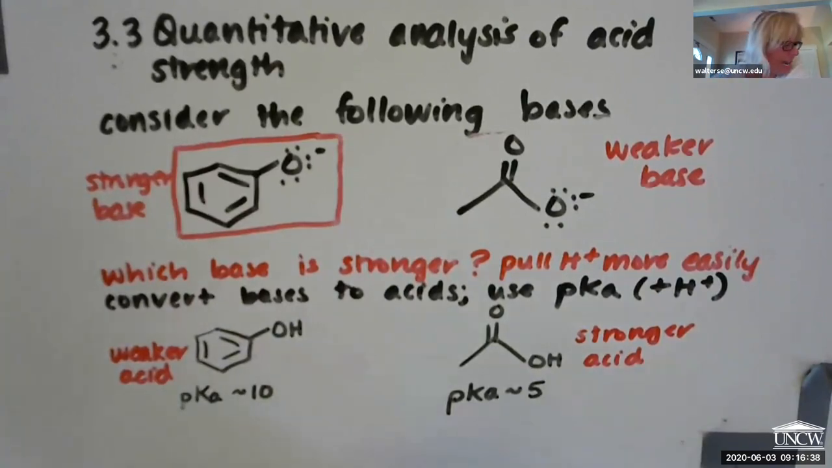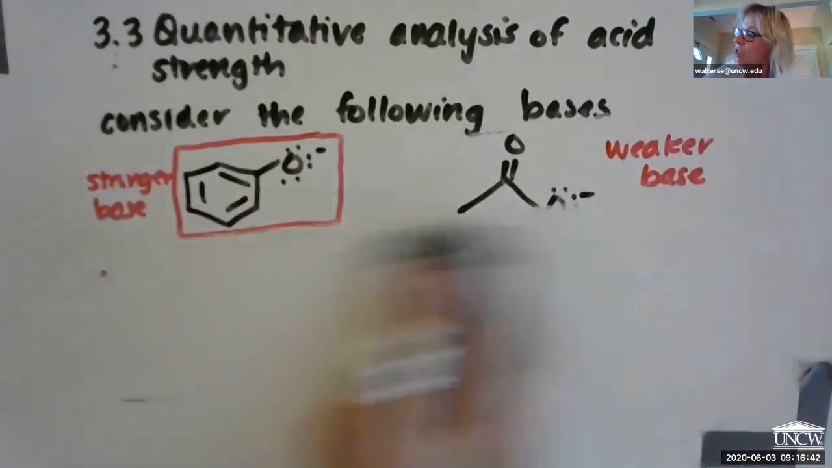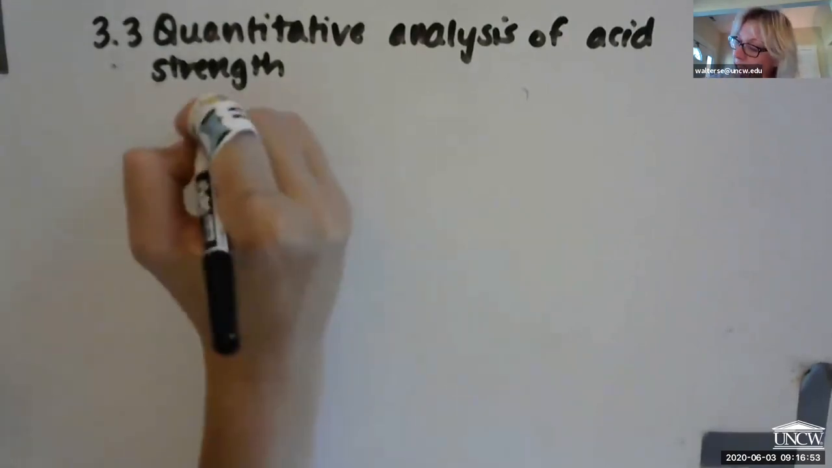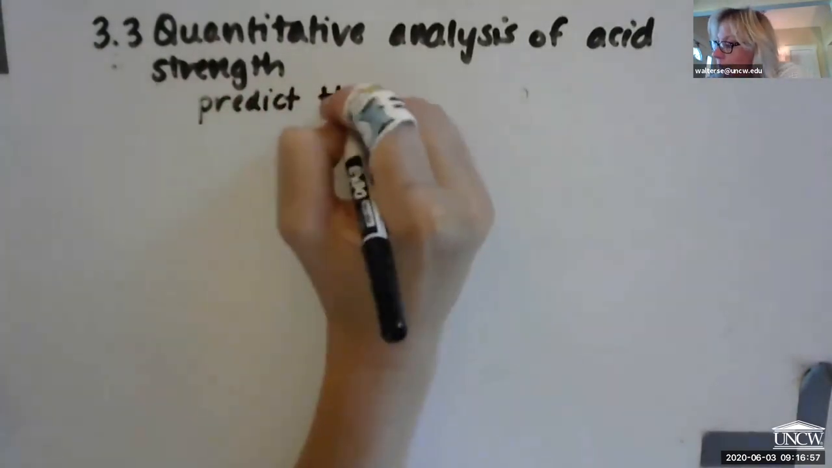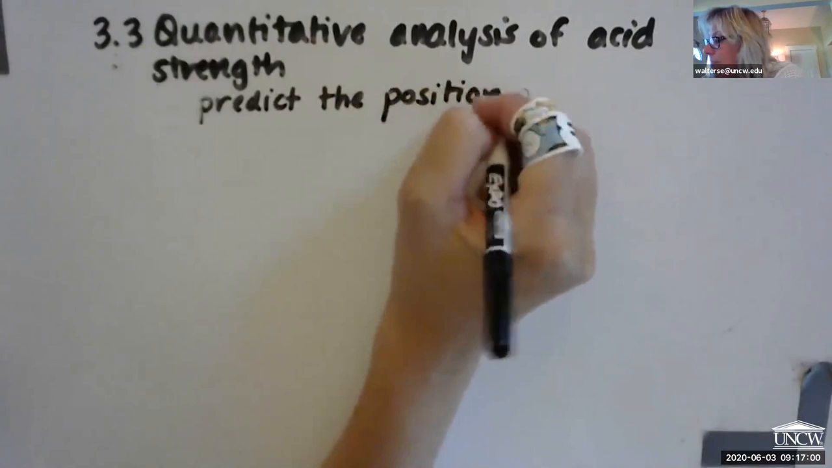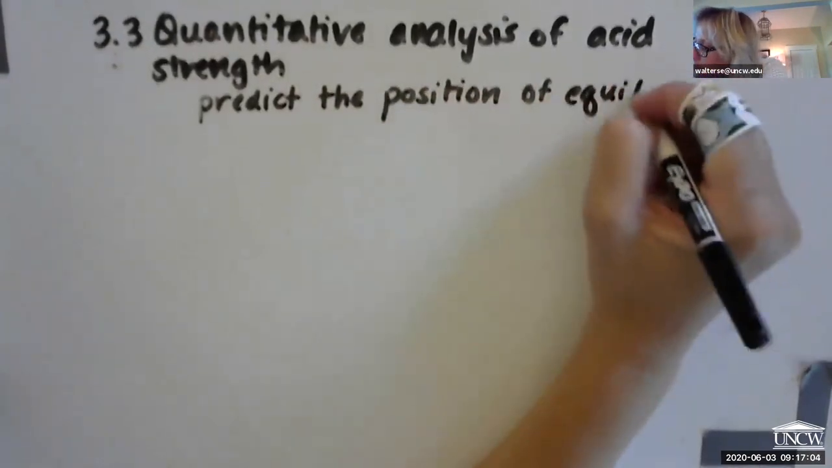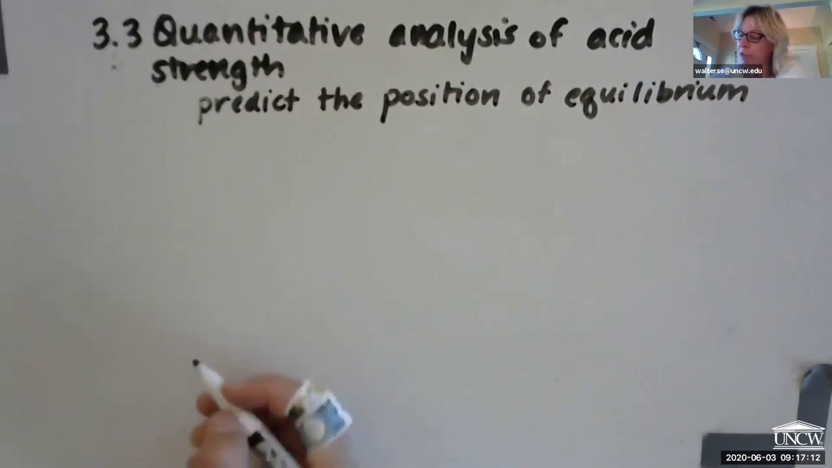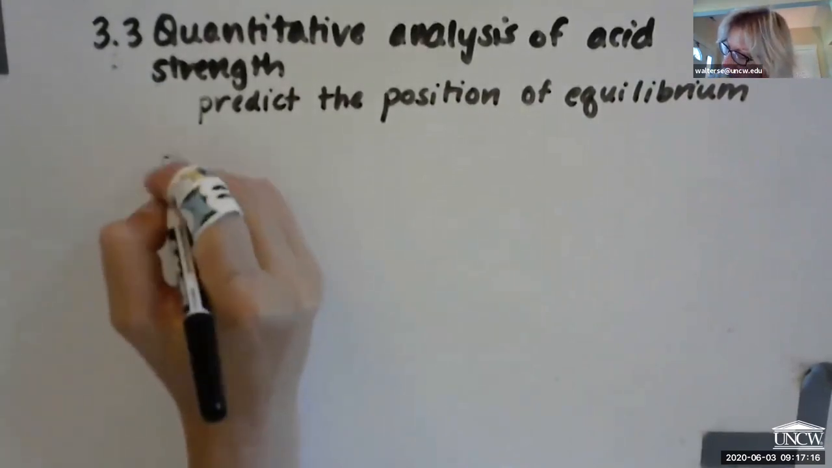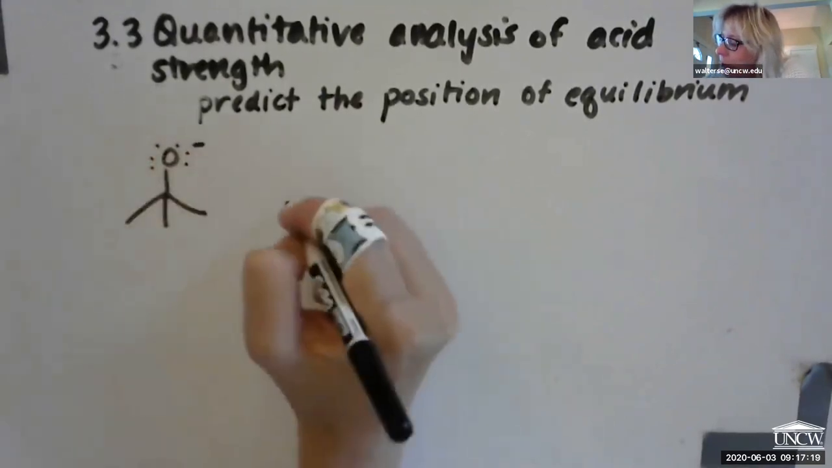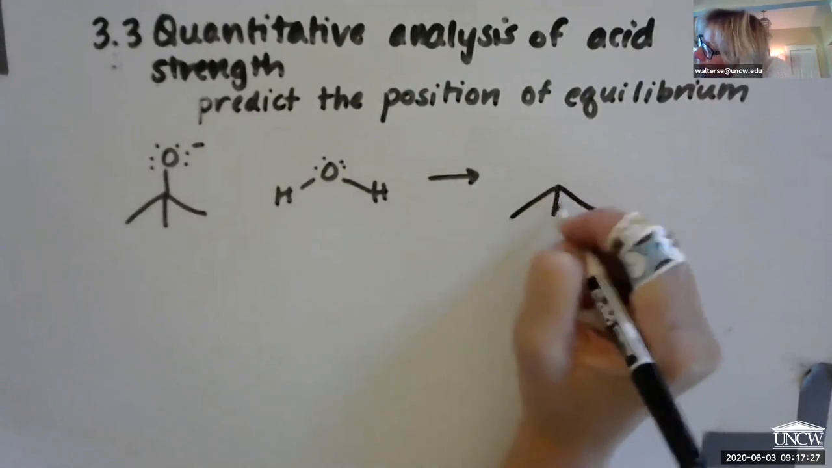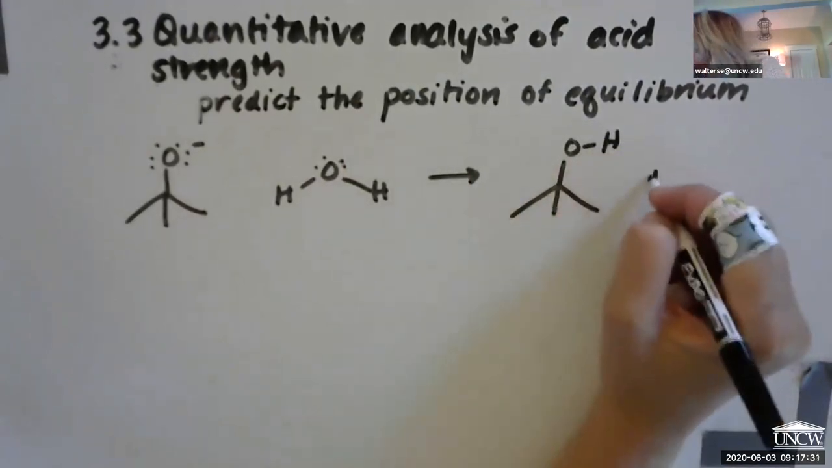Okay, so the next thing we're going to do in section 3.3 is we can also use pKa or this quantitative analysis in order to predict the position of equilibrium. So, for example, we've done this one before. You did the arrows for it. So here's tert-butoxide reacting with water to form tert-butanol and hydroxide.